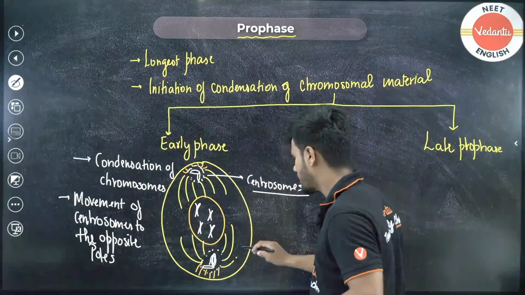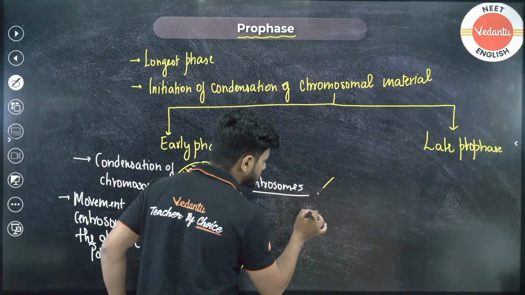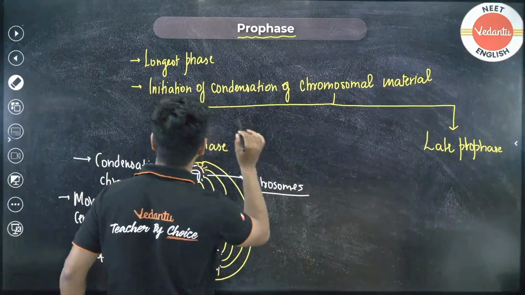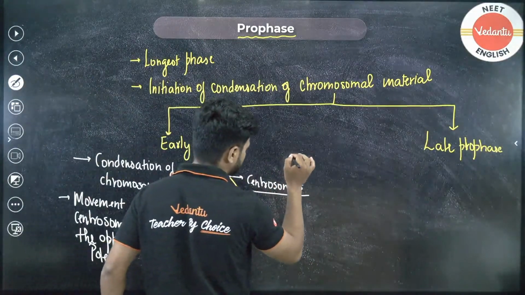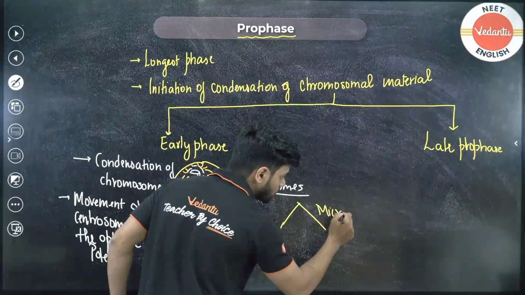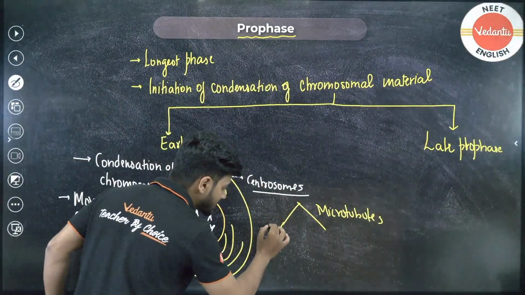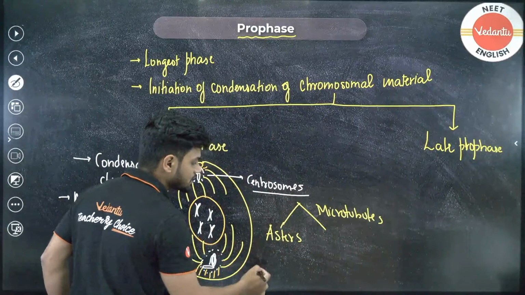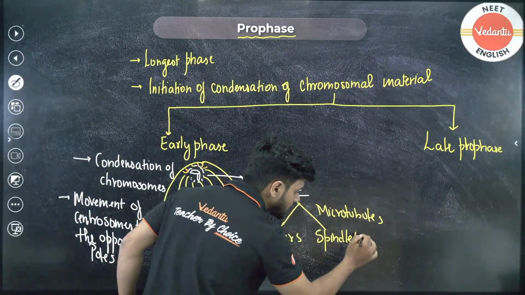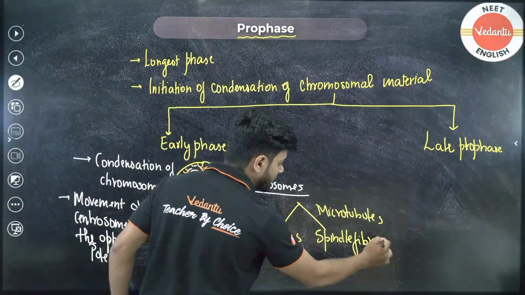So what is happening here, students? There is release of two types of microtubules. One is called asters. The other one is called spindle fibers.